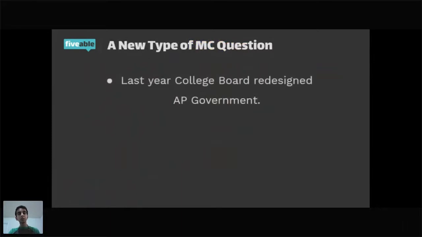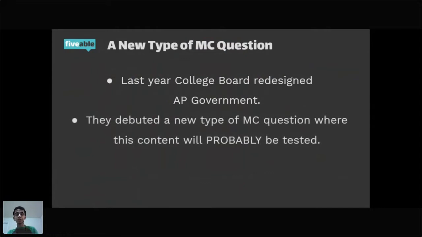All right. So here is a new type of multiple choice question that College Board used last year with the AP exam. The AP exam that I took last year was the first redesigned exam, and then they redesigned all AP courses again. This type of question started to be asked on last year's exam, and I'm pretty sure it will be on this year's exam also. This is probably the main place where you will see this content tested: the content where the House and the Senate are compared was tested on the released AP exam.